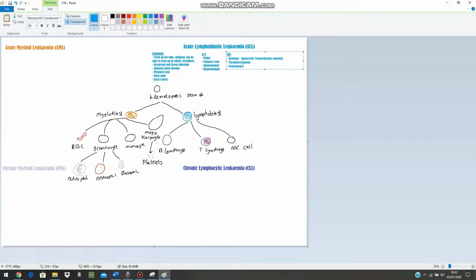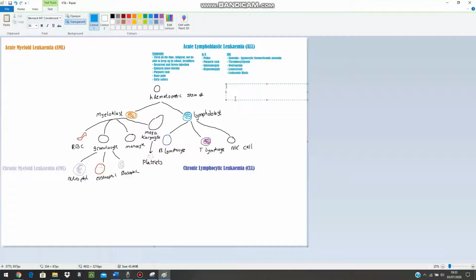And finally, remember, this is a leukemia, so we have lots of white cells in the blood. Well, indeed, we're going to have a leukocytosis due to there being so many lymphoblasts. And in fact, if we look a little bit closer in, say for instance, if we were to do a blood film, what we end up seeing is leukemic lymphoblasts.